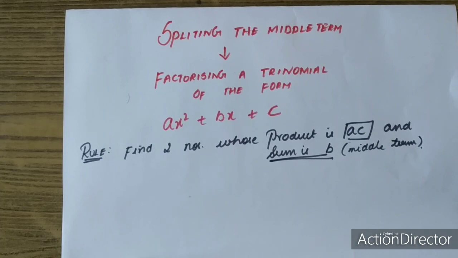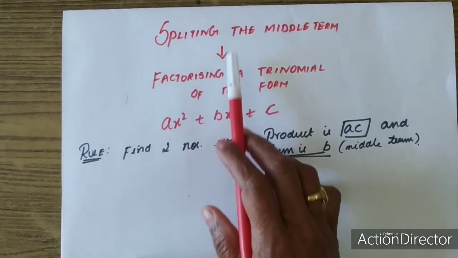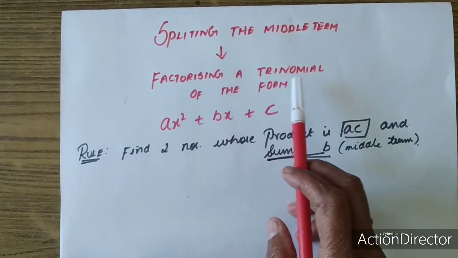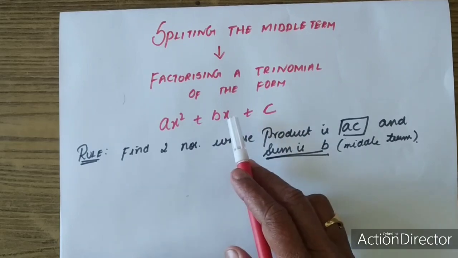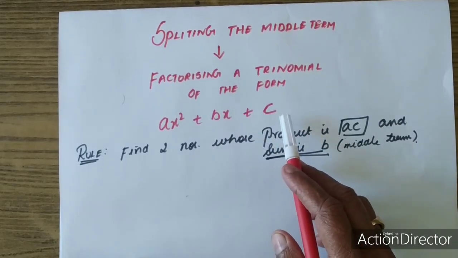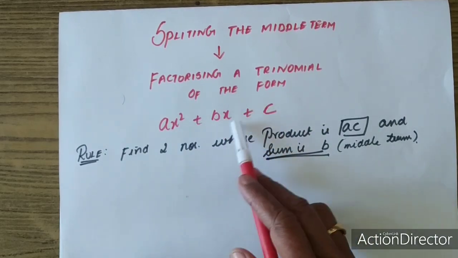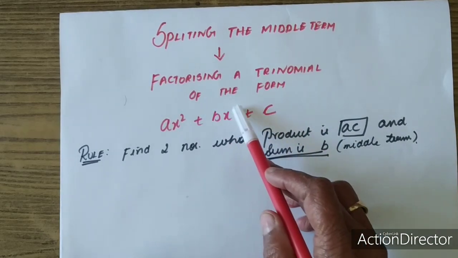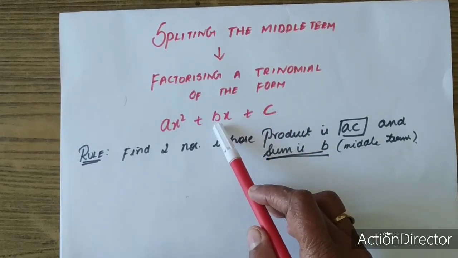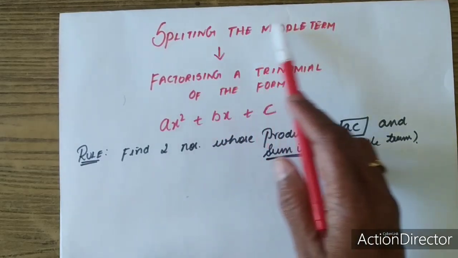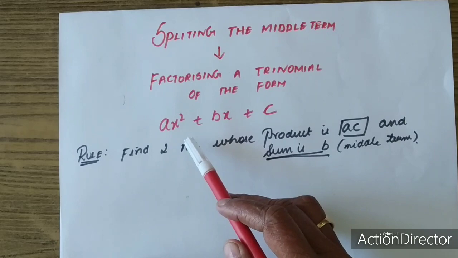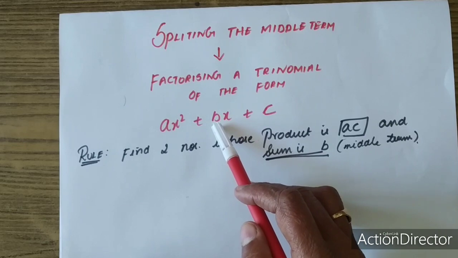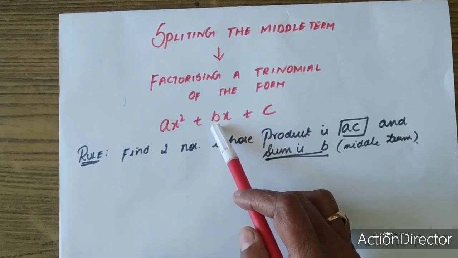Today let us see one of the most important topics, that is splitting the middle term in factorizing a trinomial of the form ax square plus bx plus c. So this trinomial will be of the form ax square plus bx plus c. Here the middle term is b, that is the coefficient of x. So we call this method splitting the middle term. This trinomial we are going to factorize by splitting this middle term b. So let us see how to do it.